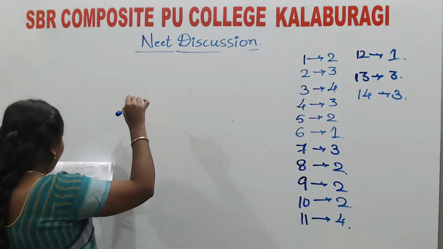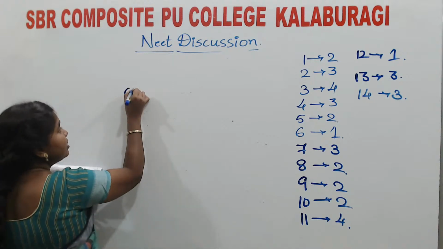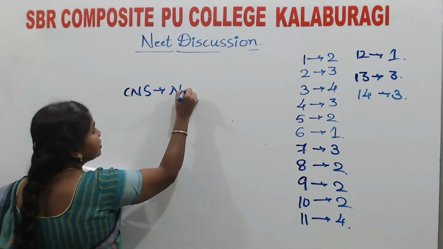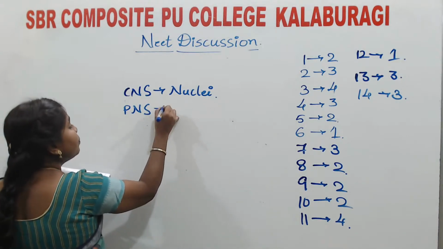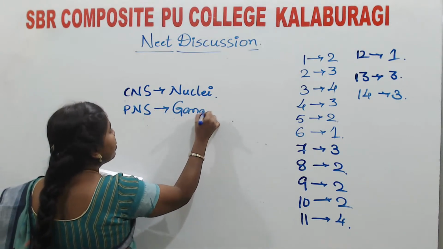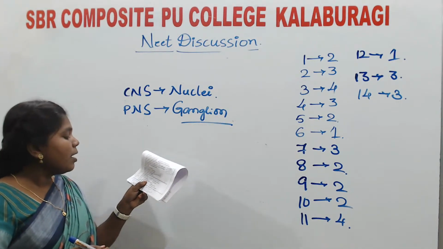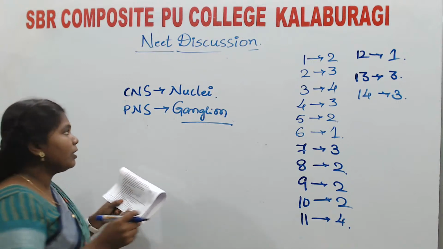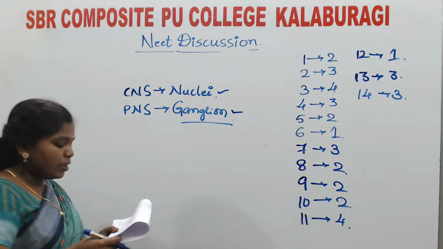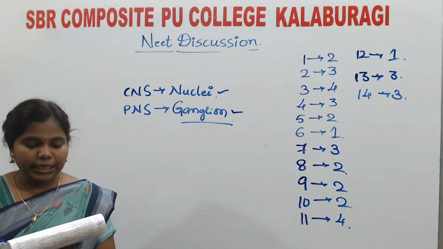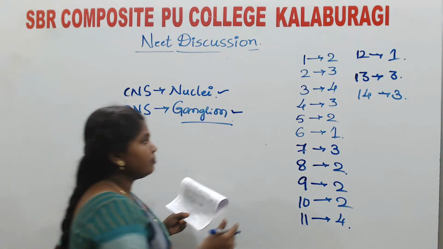So usually what happens is that a group of neurons in the central nervous system is known as nuclei, and in the peripheral nervous system a group of neurons is known as ganglion. As they have asked peripheral nervous system as well as central nervous system respectively, first the peripheral nervous system is the ganglion, second is the nuclei. So when we go through the options, the second option, ganglion and nuclei, is the correct answer for the 15th question.